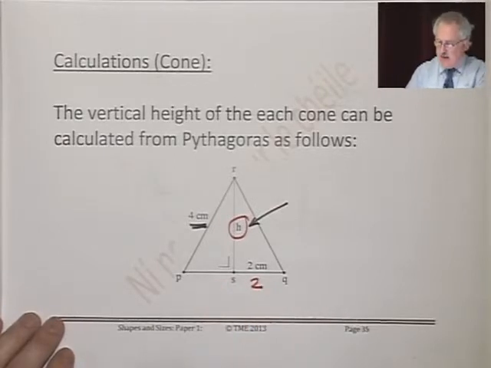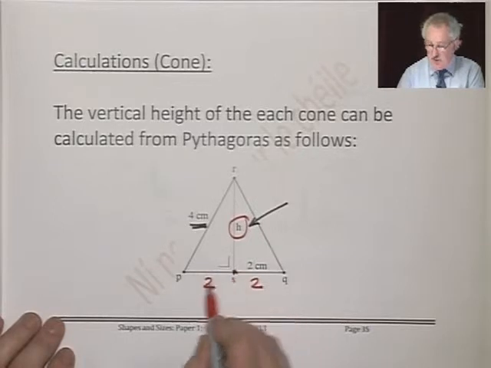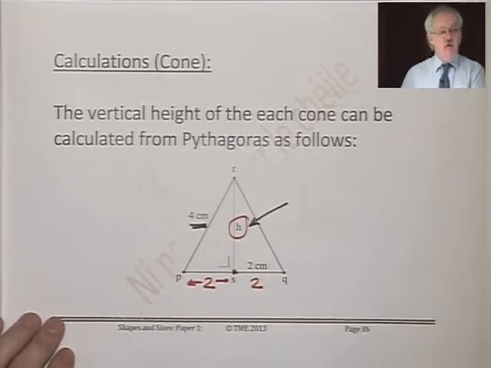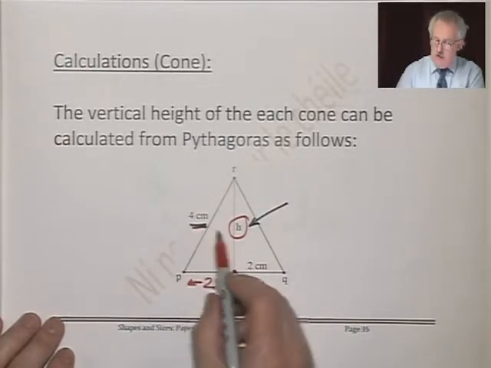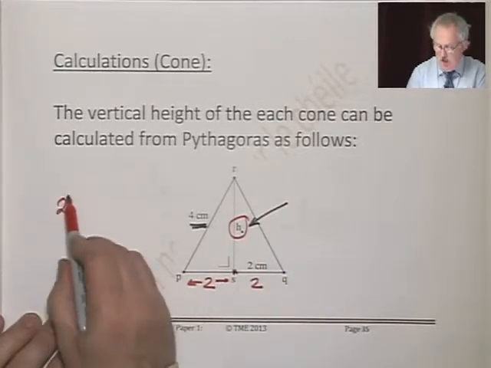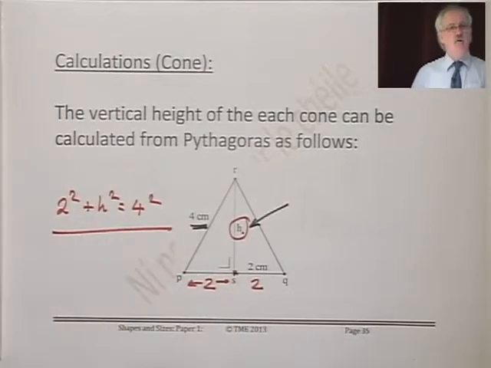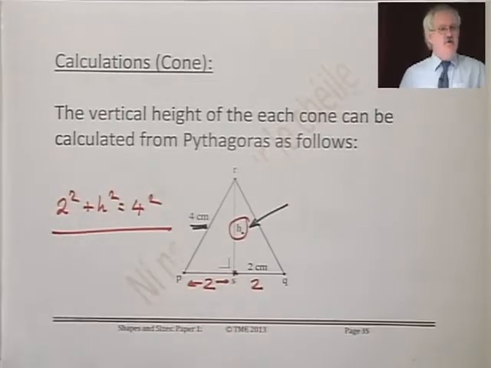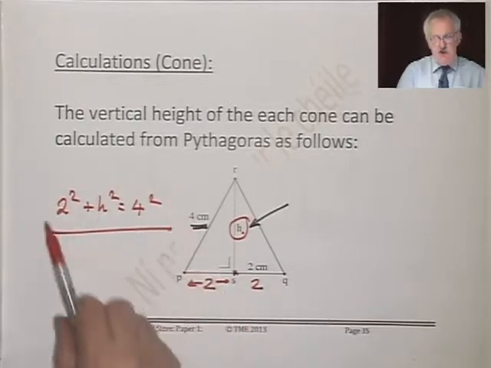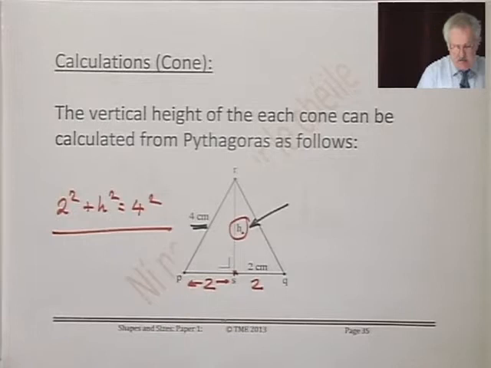Because it's a right-angled triangle, if this is 2, that's 2, because it's the center, it's the same radius. And if that's 2 and that's 4, and this is h, from Pythagoras we know that 2 squared plus h squared is 4 squared. So that's really the equation, and we should now be able to find h. We are interested in h.